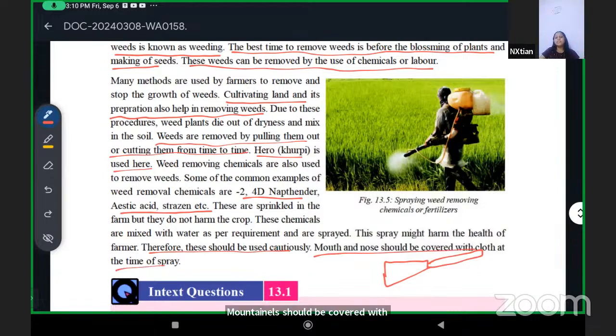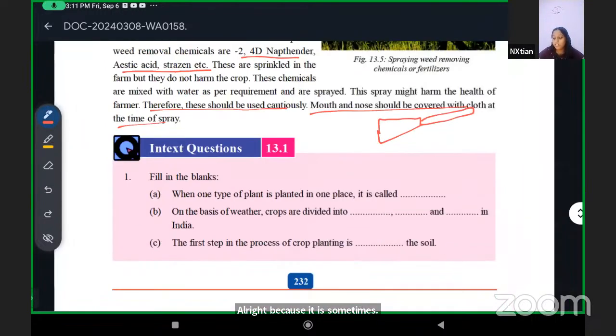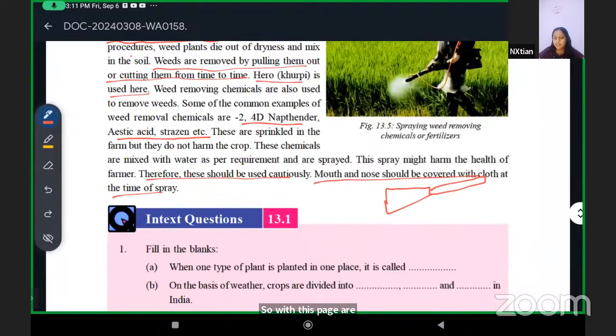When these chemicals are sprayed to kill the weeds, farmers cover their face with a cloth, their nose and mouth, so that it doesn't get inside them, because it is sometimes poisonous. So with this, weeds are removed by hand or they are killed.